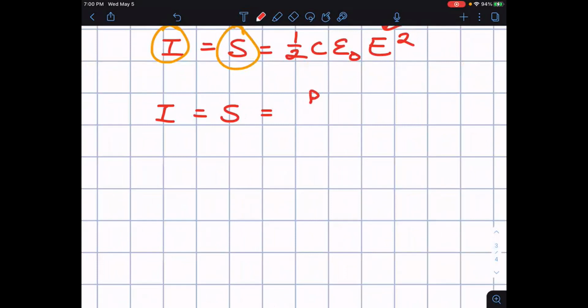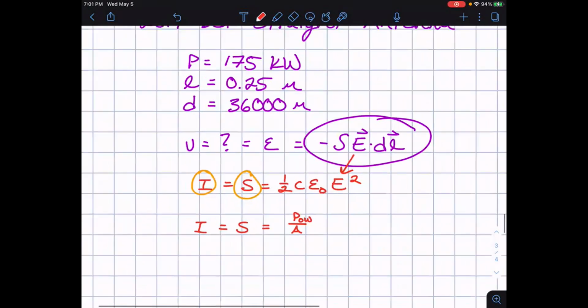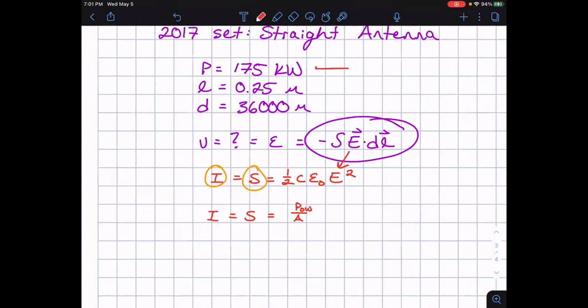But you should see something that looks like this. It should say P over A, and I normally write it as POW, just to remember it as power. Power over area is the intensity of a wave. So now this is fantastic. I could go back to my given information in the problem. I've got power right there.